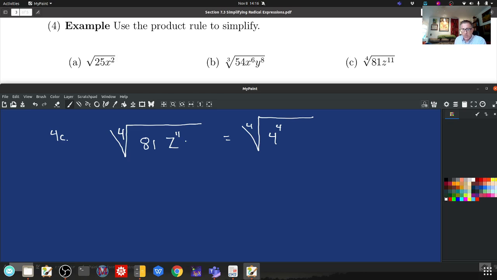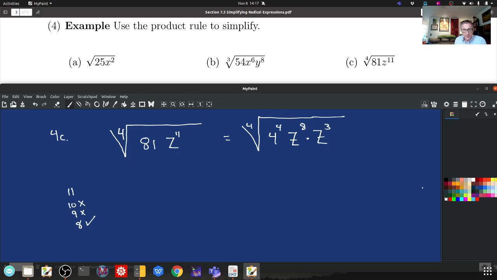But what about z to the 11th? I need to subtract some values of 11 so that I get to something that is divisible by 4. So 10 is not divisible by 4, 9 is not divisible by 4, but 8 is. So I'm going to write this as z to the 8th times z cubed, because 8 plus 3 is 11.